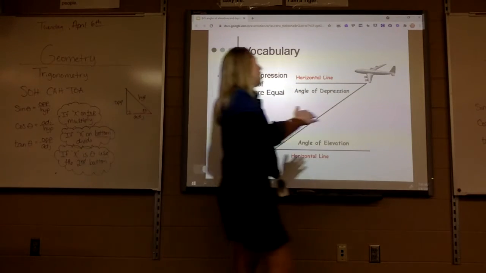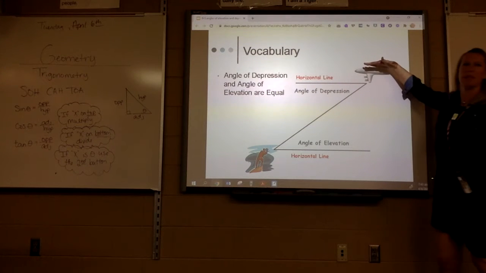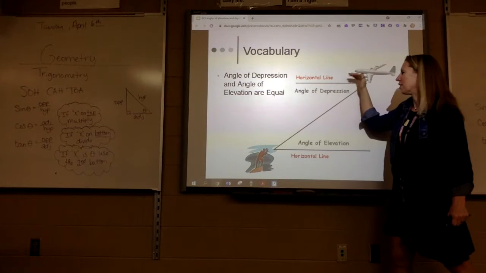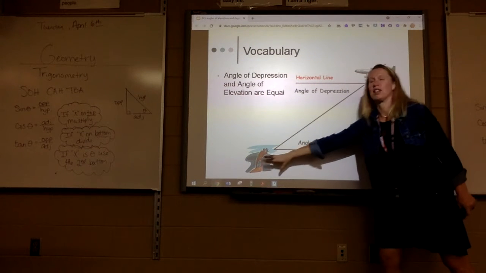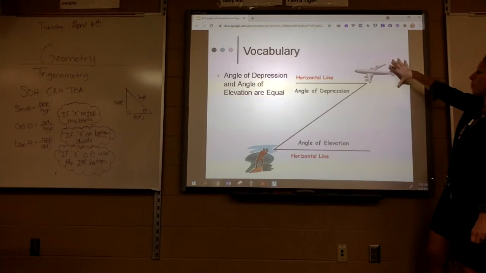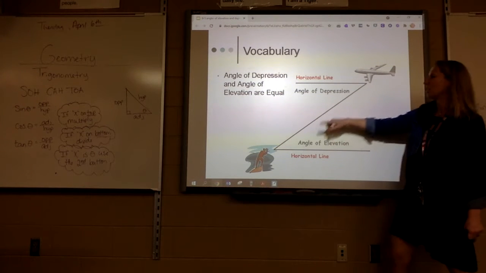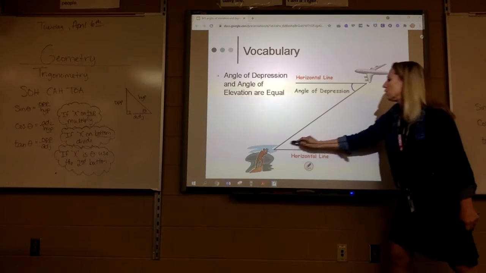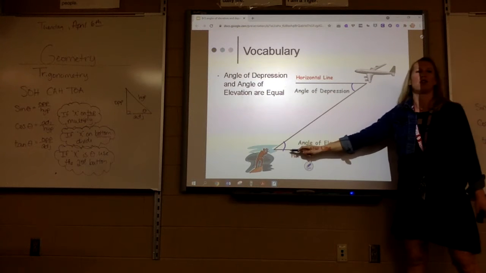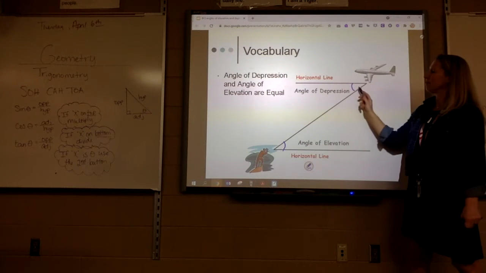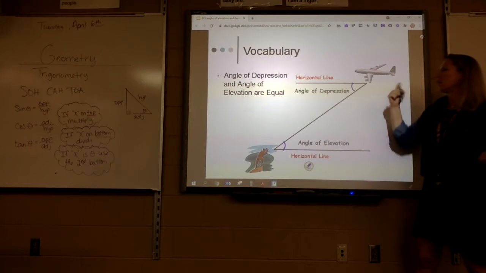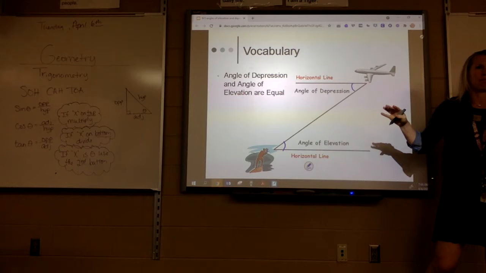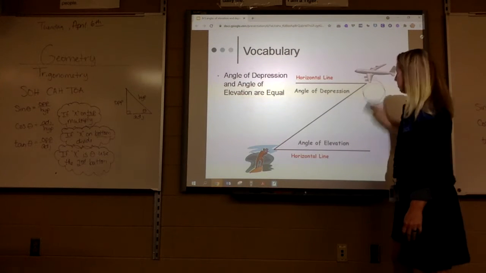So if I have an airplane flying up in the sky, and he is looking down on the people, that's called an angle of depression. If the guy's on the ground, and he's looking up at the airplane, that's called an angle of elevation. Now, the angle of depression and the angle of elevation are always equal to each other because those angles are alternate interior angles. So whether your work today says angle of depression or angle of elevation, they're always the same. They equal each other. So it really doesn't matter.